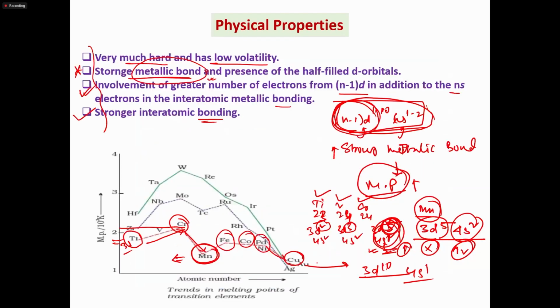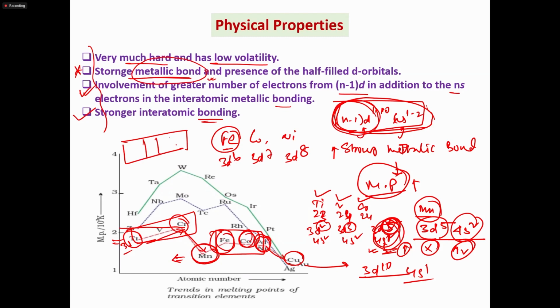Another point is that when we go to iron, cobalt, and nickel, the melting point is lower than for scandium, titanium, and vanadium. For iron it is 3d6 4s2, for cobalt 3d7, and for nickel 3d8. When we talk about 3d6, the number of unpaired electrons is 1, 2, 3, 4, 5, 6. So the number of unpaired electrons is 4.